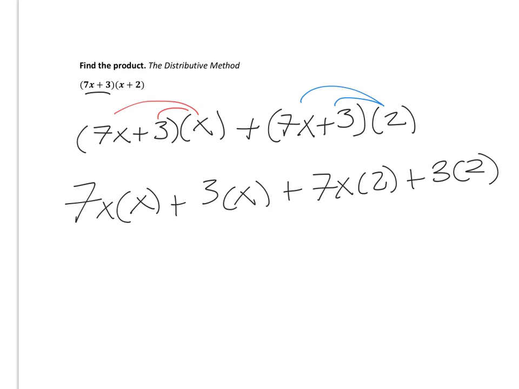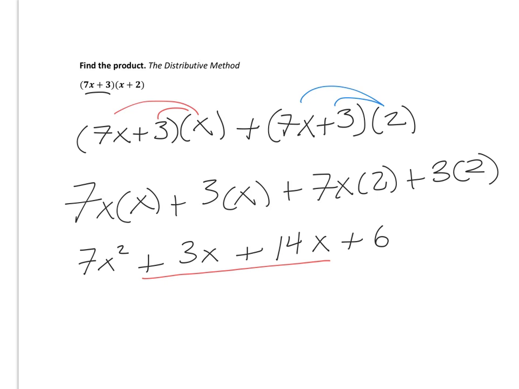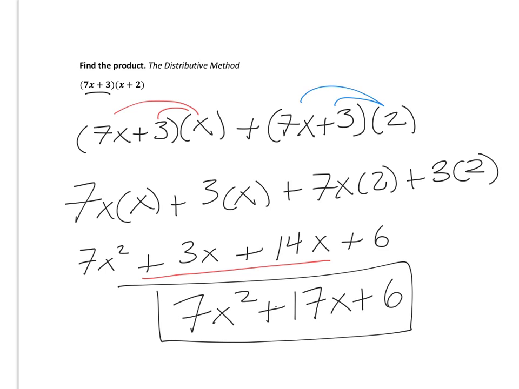Now all we have to do is multiply those out. 7x times x is 7x squared. 3 times x is 3x. 7x times 2 is 14x. And then 3 times 2 is 6. Hopefully you'll notice that these two middle terms right here are like terms. Those can be combined, and we will. And that is 7x squared plus 17x plus 6. Since we don't have any more like terms to combine, we're finished. And that would be your answer.